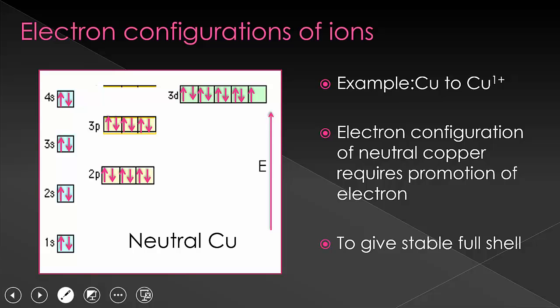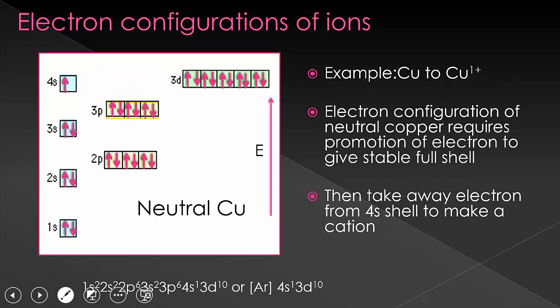However, as we saw previously, if you get to fill or make a half-filled d subshell, then you should promote an electron up. And so you should have moved this electron up to create a neutral copper configuration with one electron in the 4s, and then the d will be filled. So you'll have 3d10.